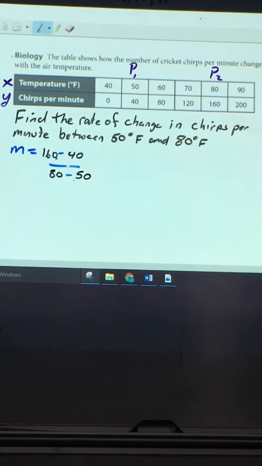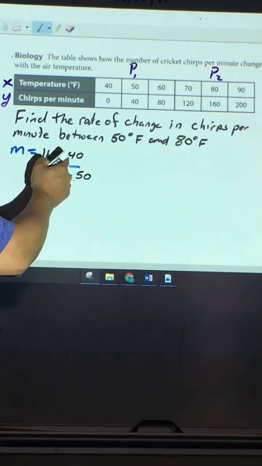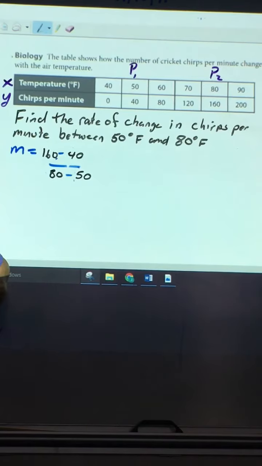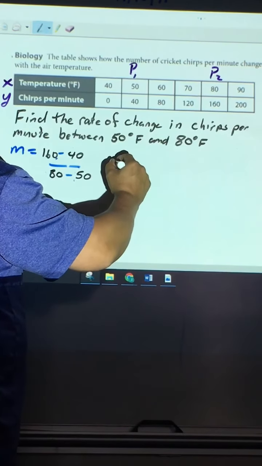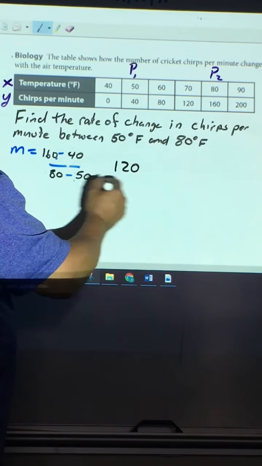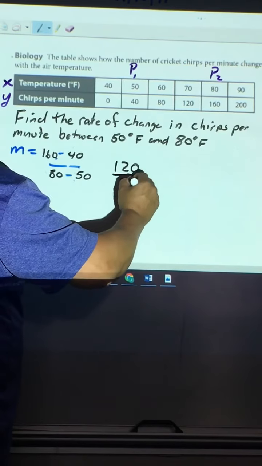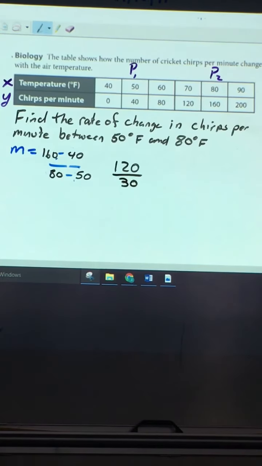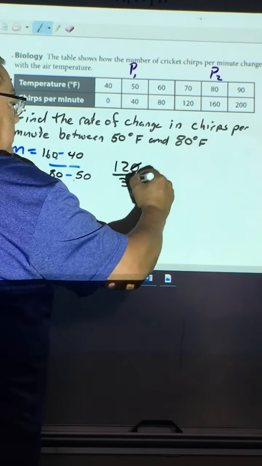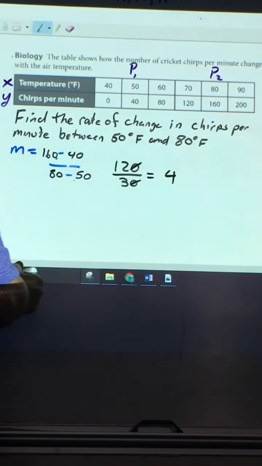All right, now we just need to do our math. So 160 minus 40 is going to be 120. 80 minus 50 is going to be 30. Now we just need to plug this in our calculator and see what we got. Well, what we got was 120 divided by 30 is 4.